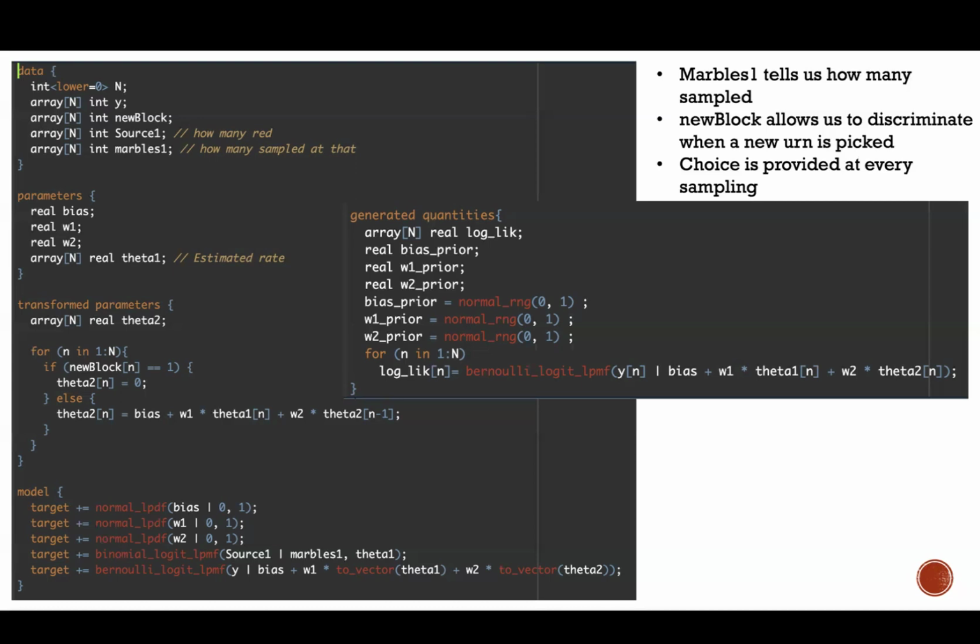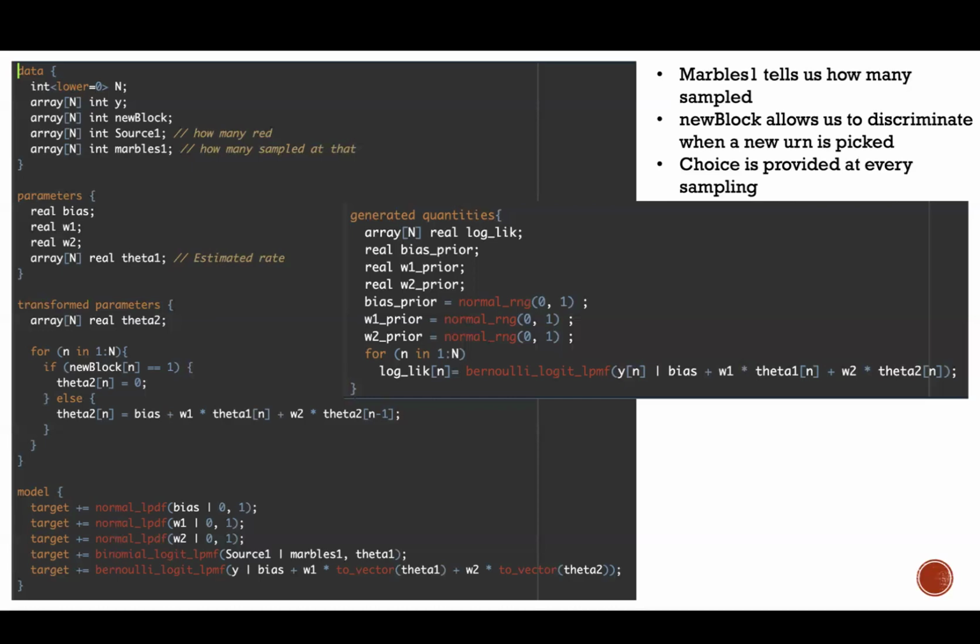So what we have is parameter bias, the weight 1, the weight 2, and now we're only estimating a theta 1, right? Because at each trial, we get samples from the outside only once. We don't have the others anymore, for simplicity.